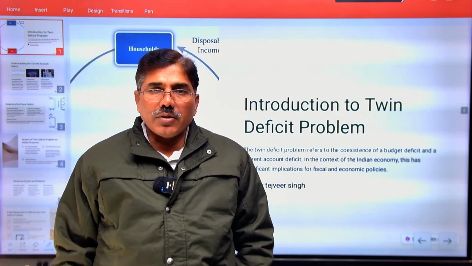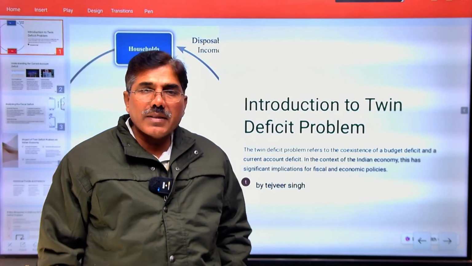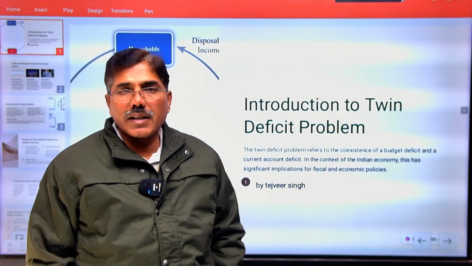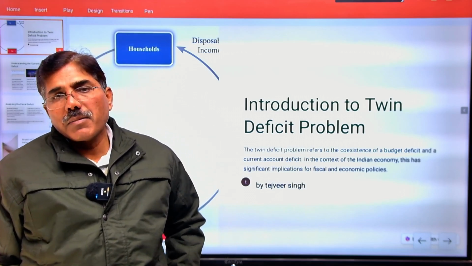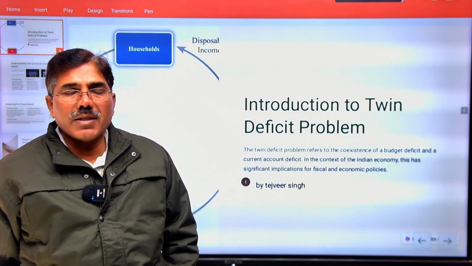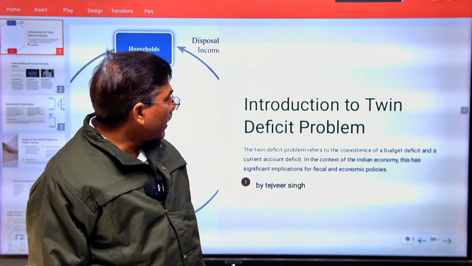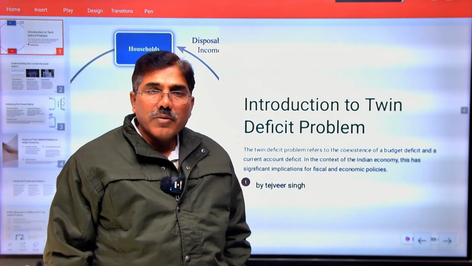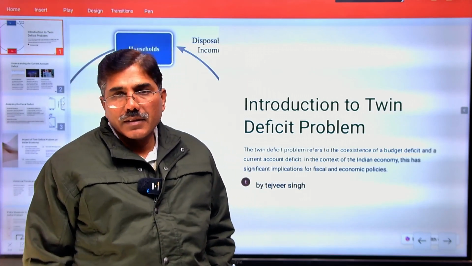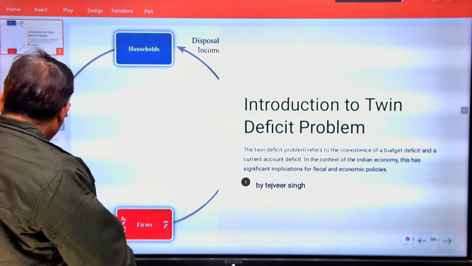A very interesting topic which is repeatedly asked in UPSC civil services mains as well as preliminary examination. And most students who are not from an economics background always get confused regarding the topic of twin deficit problem in Indian economy. What is the twin deficit and how can you understand it easily?